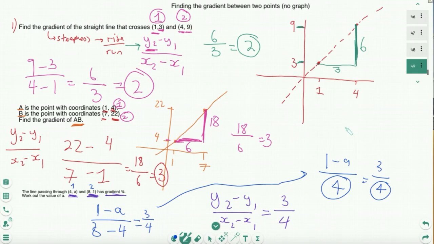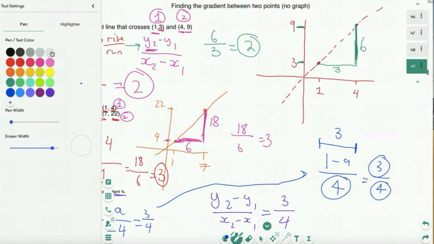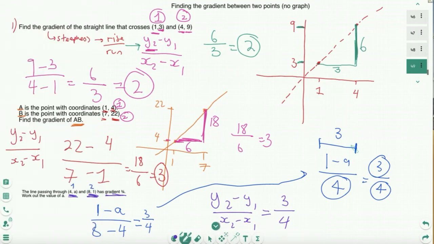Oh, so now our denominators are matching. So our numerators must be matching. If this is 3, this whole thing must make 3. So 1 minus something is 3. Well, if you think back to your negative numbers, so let me write down the equation. 1 minus something is 3. A must be negative 2, because 1 minus negative 2, a minus and a minus turns into a plus, so 1 plus 2 is 3. So a equals negative 2.